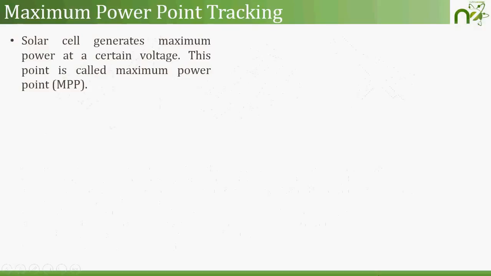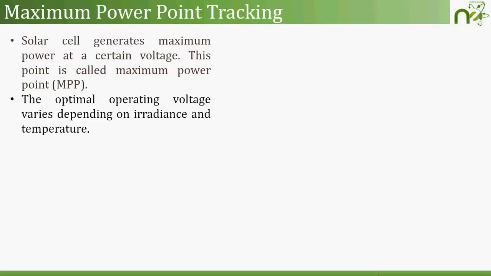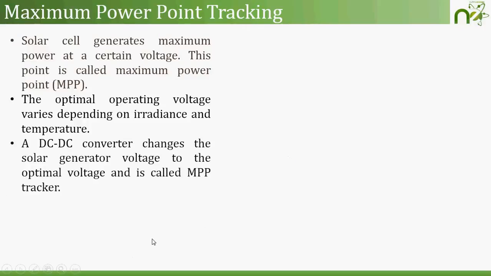Maximum power point tracking. A solar cell generates maximum power at a certain voltage. This point is called the maximum power point. The optimal operating voltage depends upon the irradiance and temperature. Depending on how much the irradiance is and what the temperature is, that determines your maximum energy. This is also called a DC to DC energy converter, because in order to get the maximum energy you need to have a maximum voltage. This DC to DC energy converter steps up your voltage to a greater voltage level, and it's called an MPP tracker.